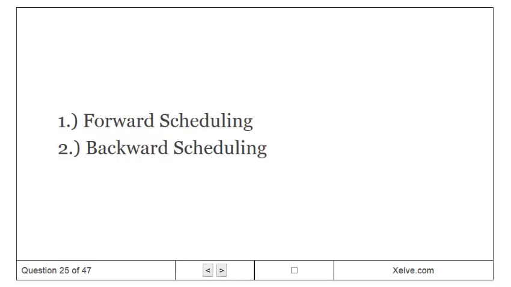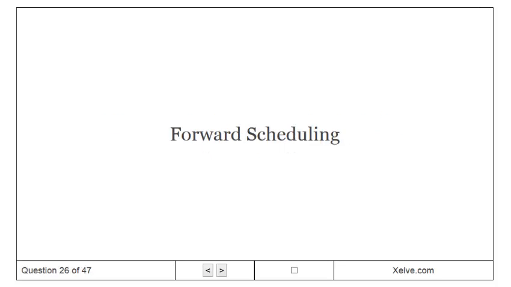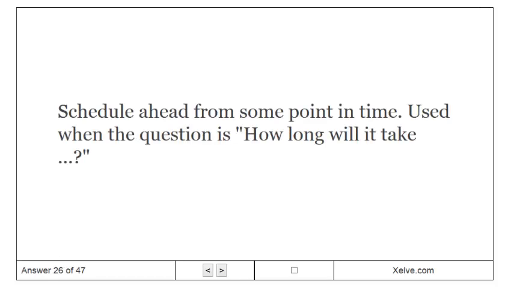1. Forward scheduling. 2. Backward scheduling. What are the 2 types of scheduling approaches? Forward scheduling. Schedule ahead from some point in time, used when the question is, how long will it take?